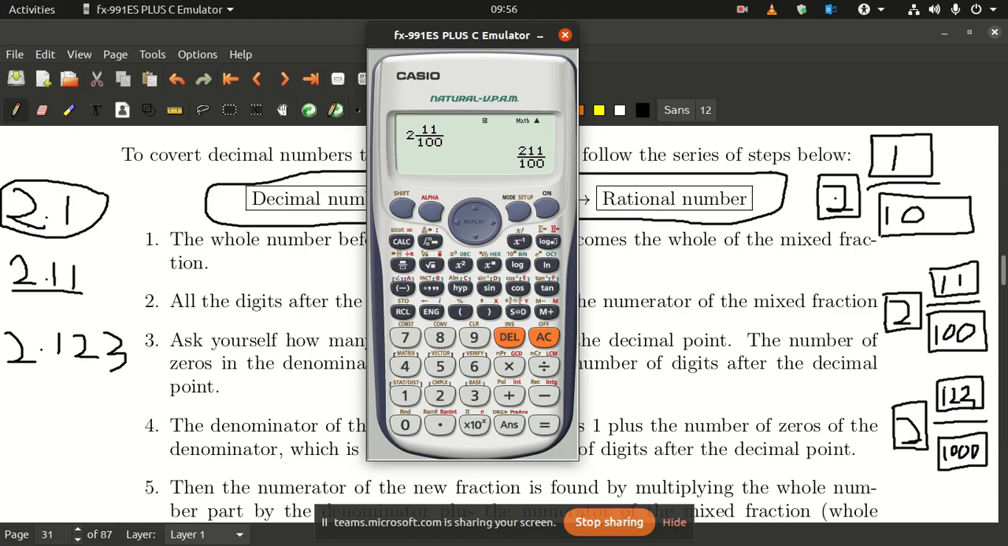We are saying, Mbali, how many numbers are after the decimal here in this 2.1? After the decimal point.